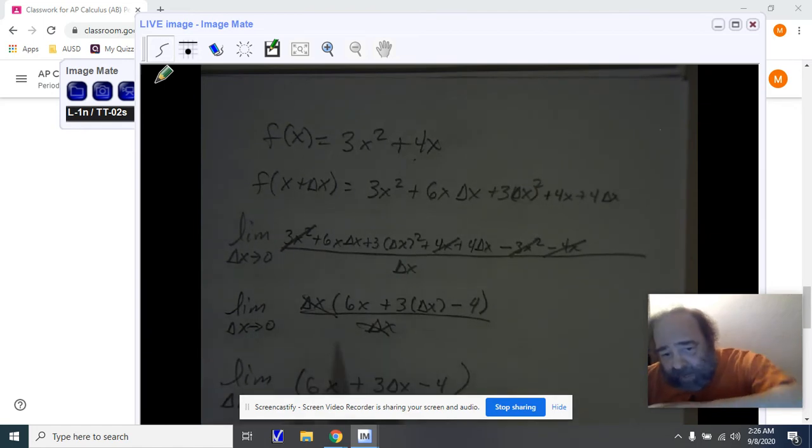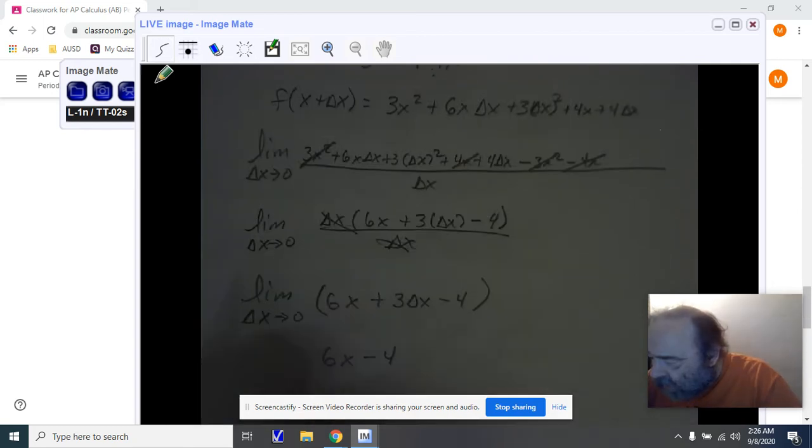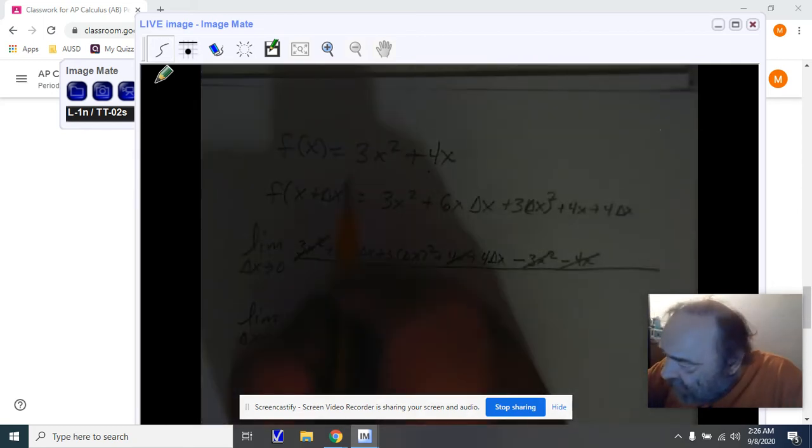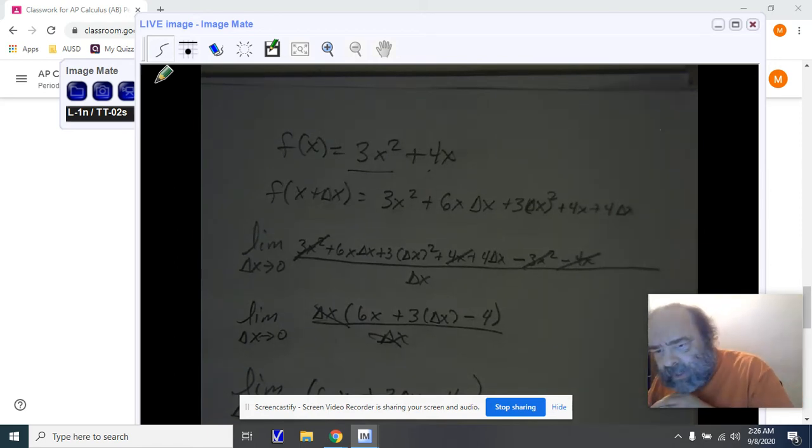So here's the 4 we got from the constant. We knew that was happening. But look at the 6x. What gives us 6x from our basic rule? It sure looks like that power is coming down into the front and multiplying by the 3, and the power is dropping by 1. Let's see if that works with another one.